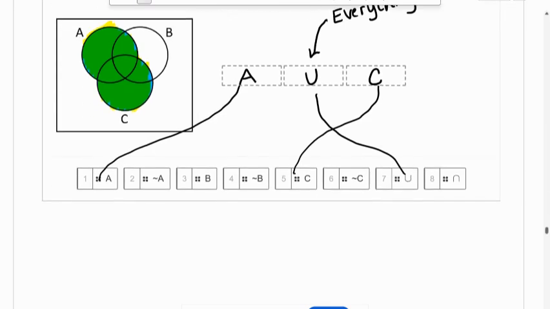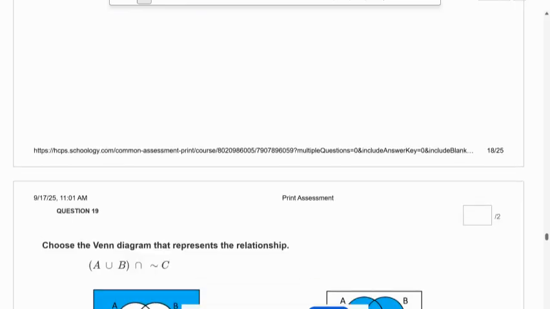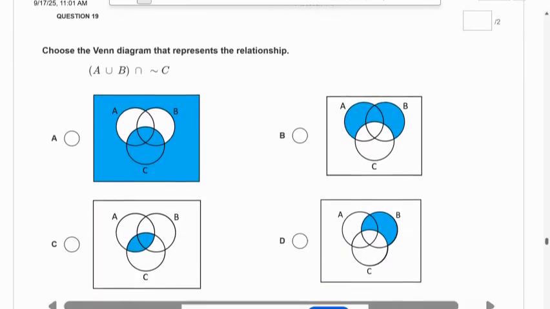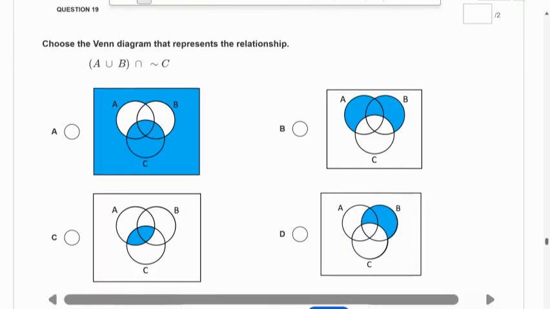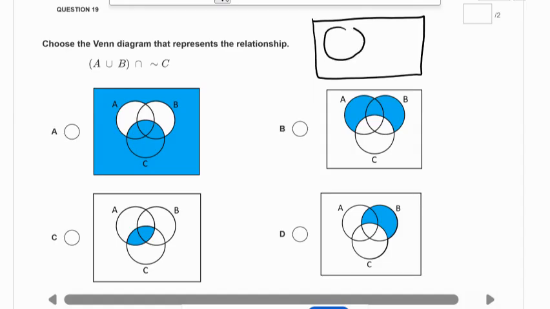All right, let's see what we have next. All right, so for this one, we have to shade A union B and not C. All right, so I'm going to draw a new diagram over here. I think that would be the easiest way. Here is set A. Here's set B. And here is set C.